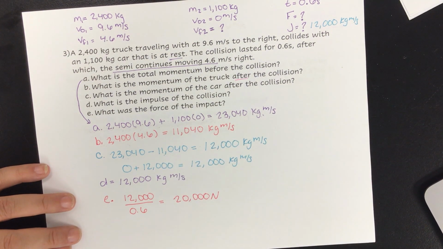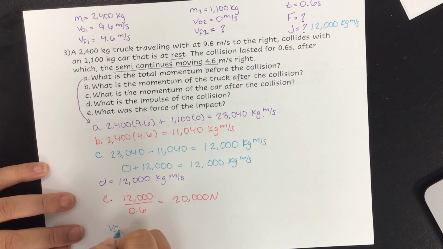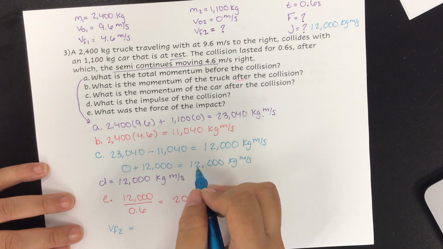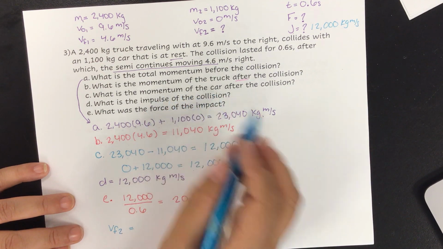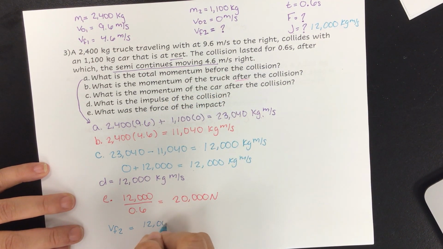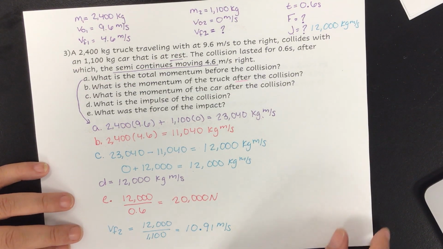Now I know it doesn't say it here, but if I wanted to take this one step further, and let's say I wanted to find the final velocity of the car, all I need to do is take that final momentum, okay? Take part C, the final momentum of the car, take that 12,000 and divide it by the mass of the car, and I would get a velocity of 10.91 meters per second. And since it is positive, it means it would be going to the right.